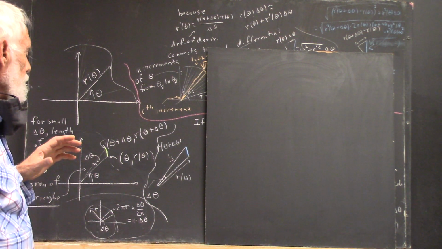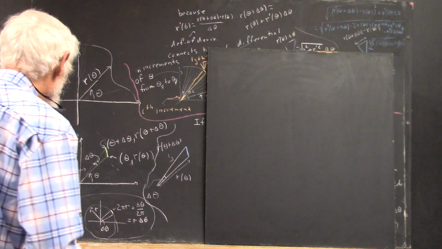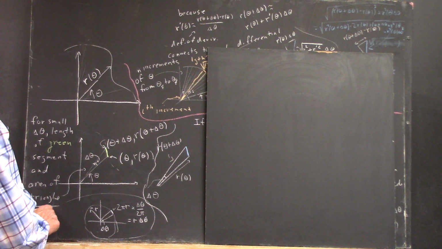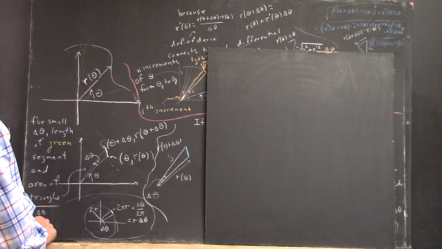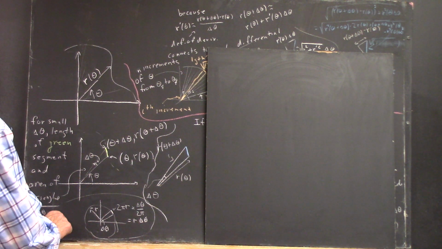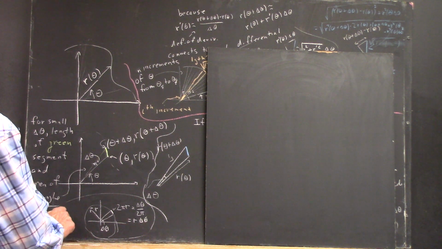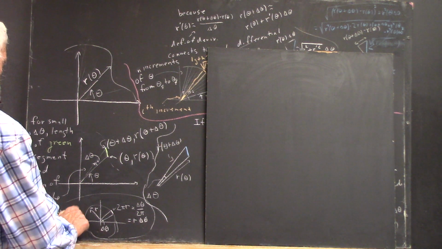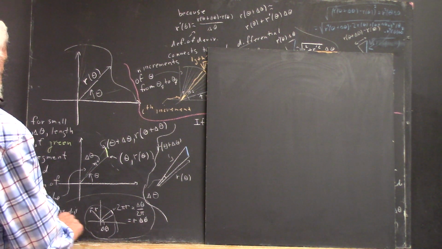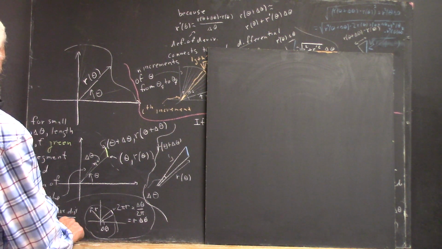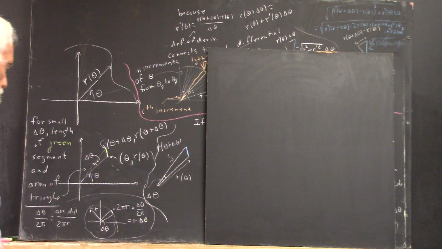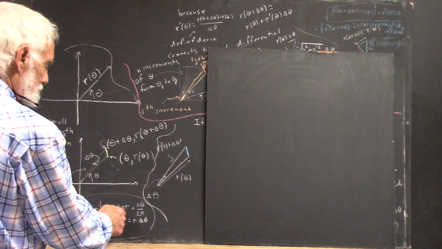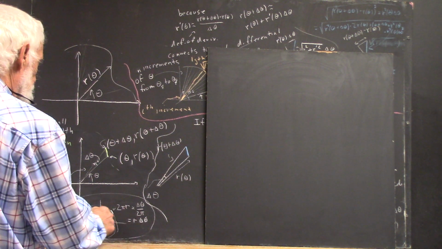Well, this means that delta theta is in the same proportion to 2 pi as the arc distance is to 2 pi r. Which means that the arc distance, which is indicated by this expression here, comes right out of this.